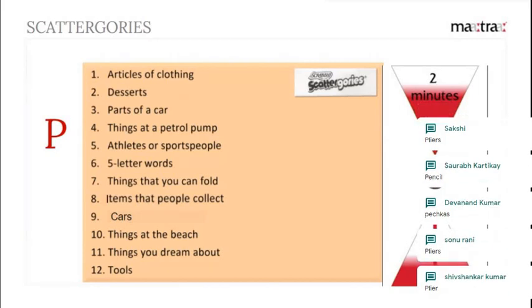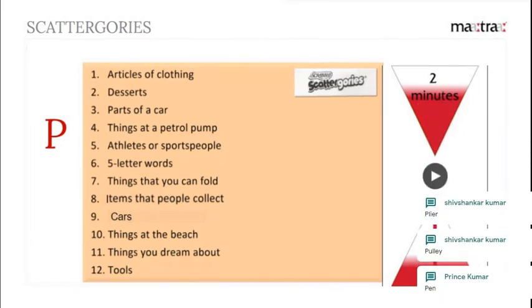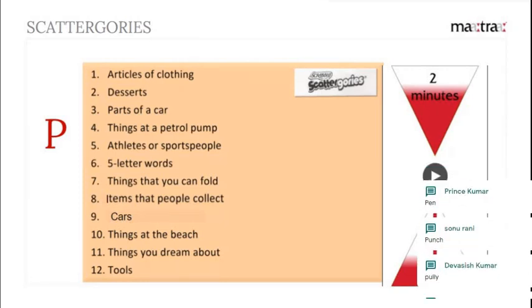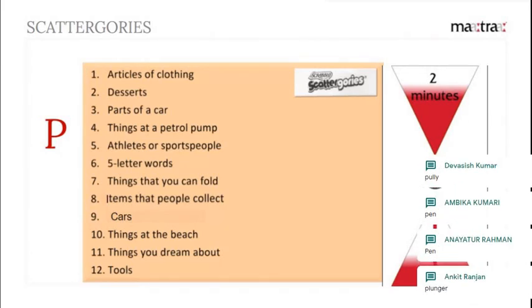I have no idea what a pechka is. Someone's going to have to translate that for me. Plier, pulley, punch, pen, pulley, plunger. Fantastic. All right. Let's have another round. Power drill.